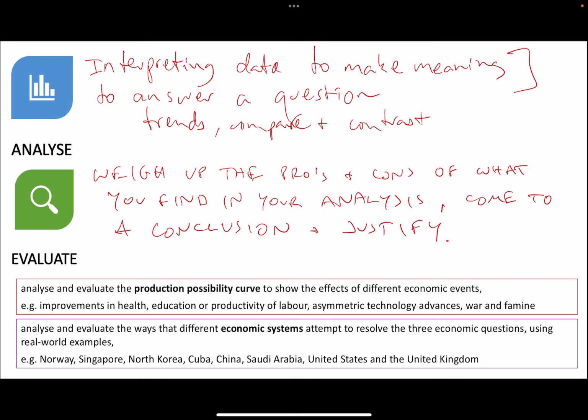So when we look at the topic 1 there, analyze and evaluate the production possibilities curve to show the effects of different economic events. Okay, so for instance, education, productivity of labour, asymmetric technology advances, the effect of war. How does that influence our production possibilities curve? The second area of evaluation is down the bottom here in the blue. The ways that different economies attempt to resolve the three economic questions using real-world examples. So for example, when we look at our command economies like North Korea and Cuba, what are the pros and cons of that system? How does the data available to you help you justify your argument?